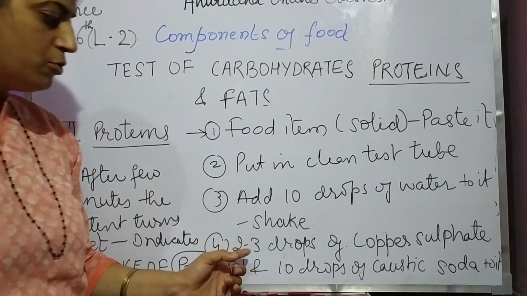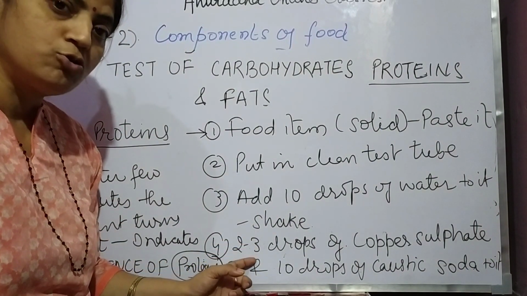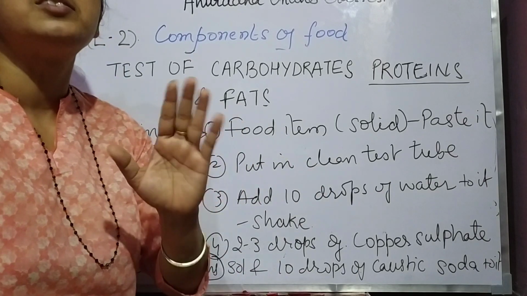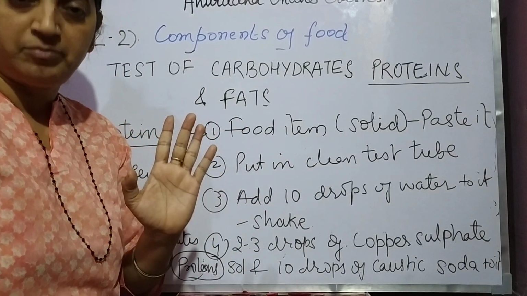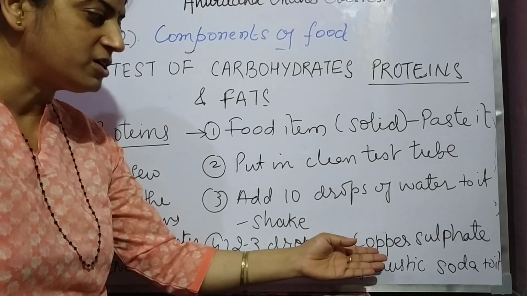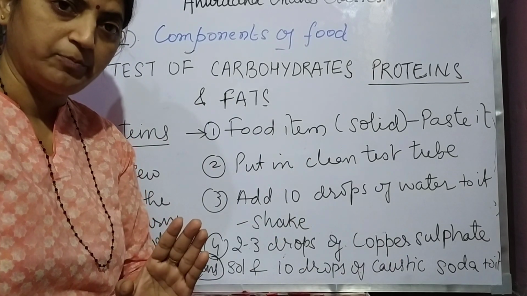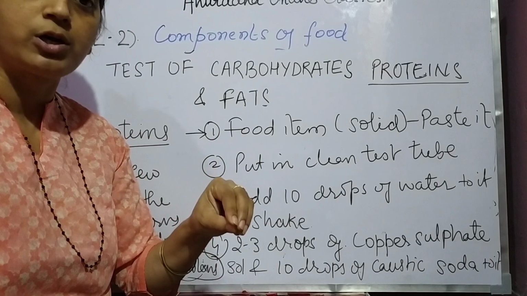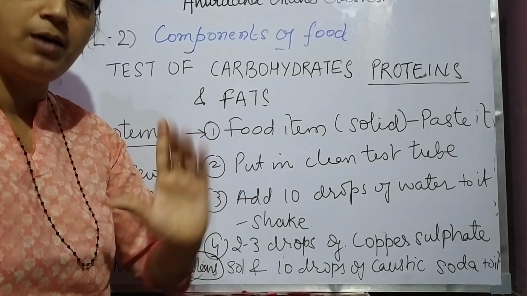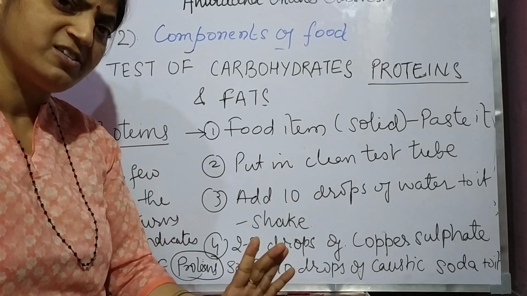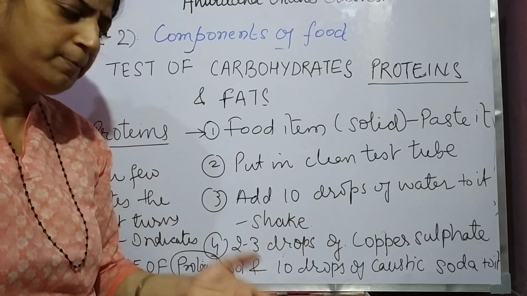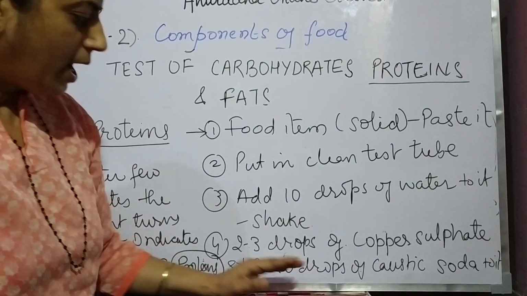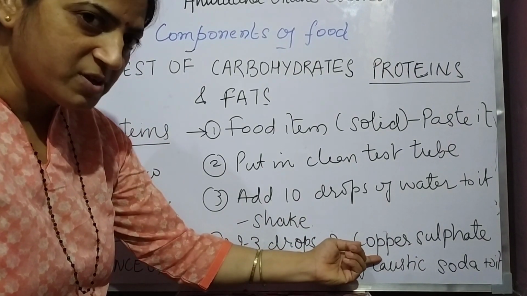Then what you have to do? You have to put 2 or 3 drops of copper sulfate solution. If you are having copper sulfate with you, then add some water to it. Then it will become dilute copper sulfate or copper sulfate solution. Then after, add 2 or 3 drops of copper sulfate.